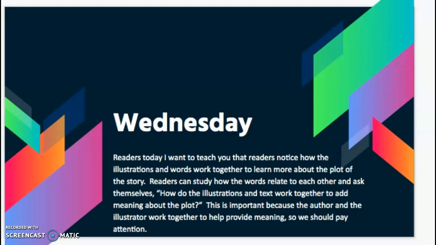Today I want to teach you that readers notice how the illustrations and words work together to learn more about the plot of the story. Readers can study how the words relate to each other and ask themselves, how do the illustrations and the text work together to add meaning about the plot? This is important because the author and the illustrator work together to help provide meaning, so we should pay attention. Let me give you an example about what I mean.